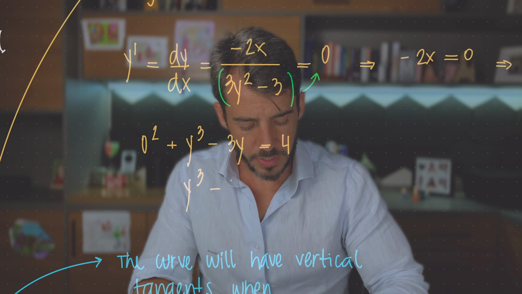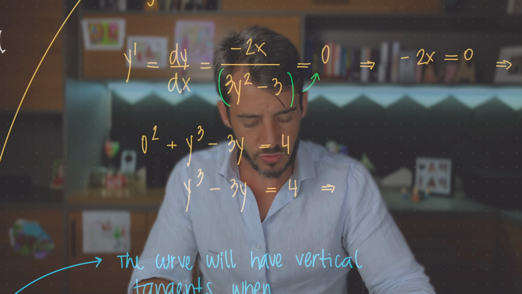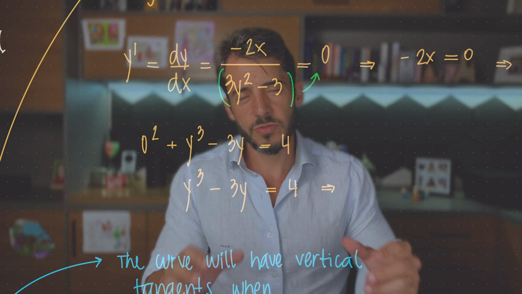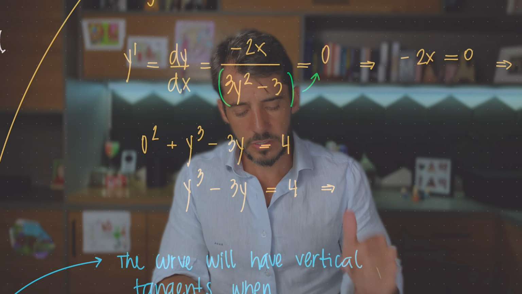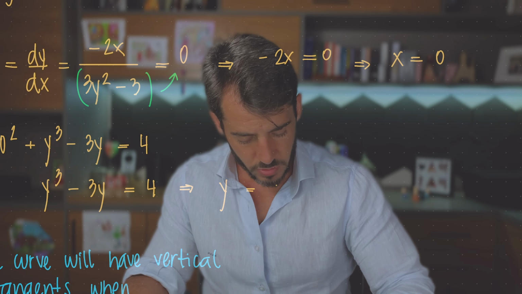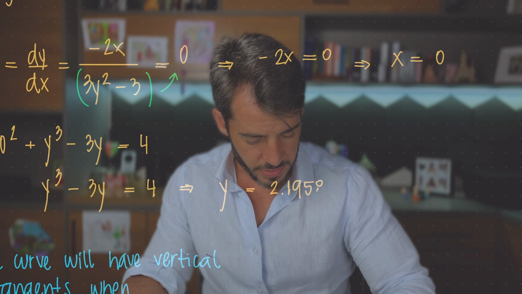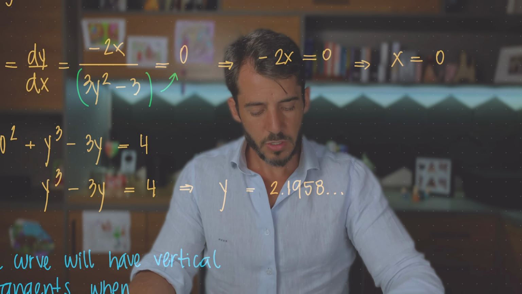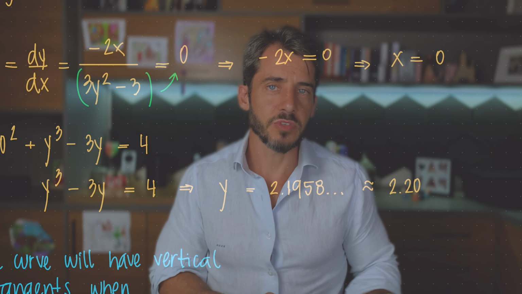Y cubed minus 3y equals 4. Now this is not an equation that we can solve using any sort of algebraic method, so we need to rely on the calculator for finding this solution. And we get y equals 2.1958..., which is 2.20 rounding to 3 significant figures.